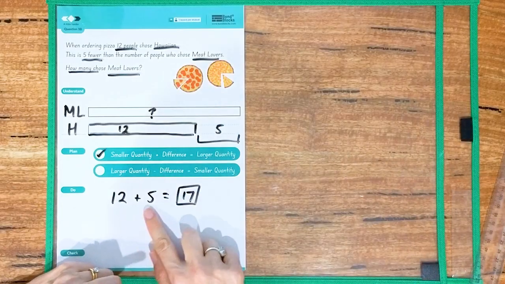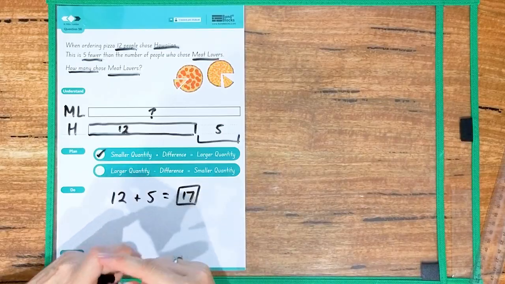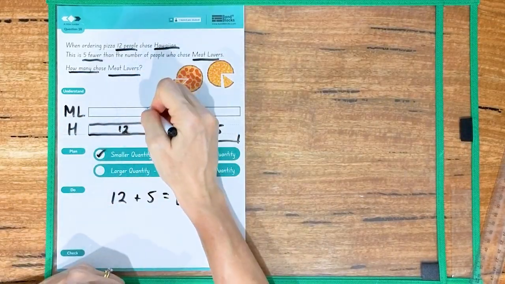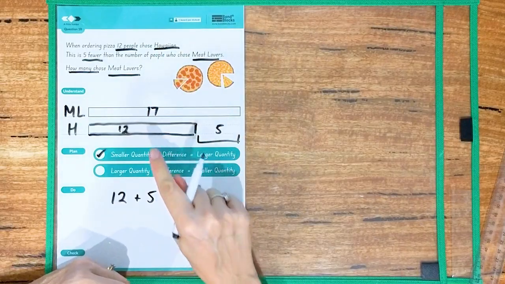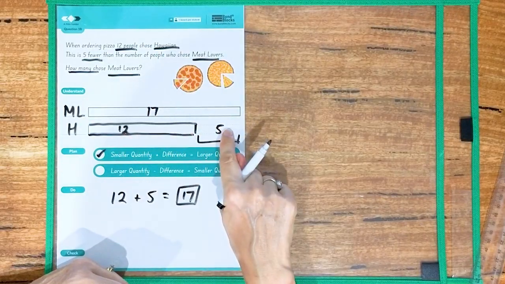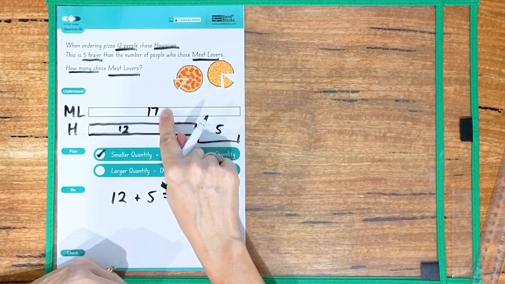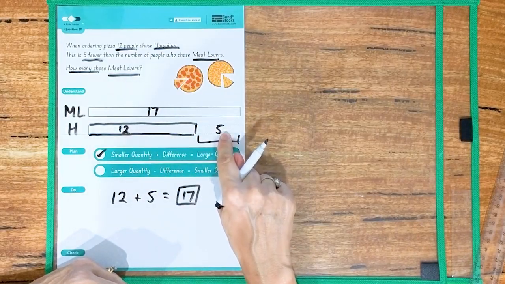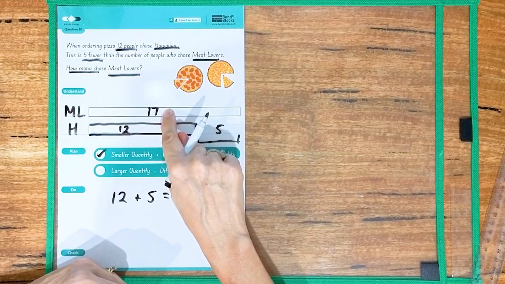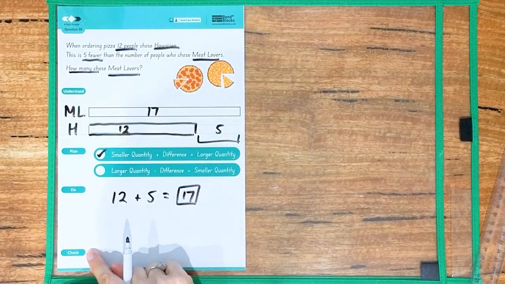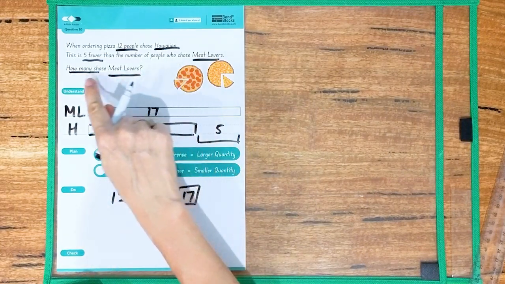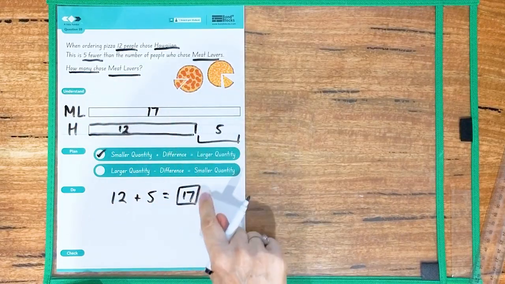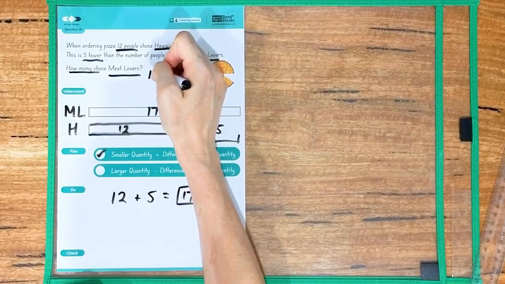I can check my maths by putting the unknown that we found in the top bar, and I can check 12 add 5 is 17. Even plus odd makes odd. The last thing I need to check is my question. How many chose meat lovers? Meat lovers was 17 people.